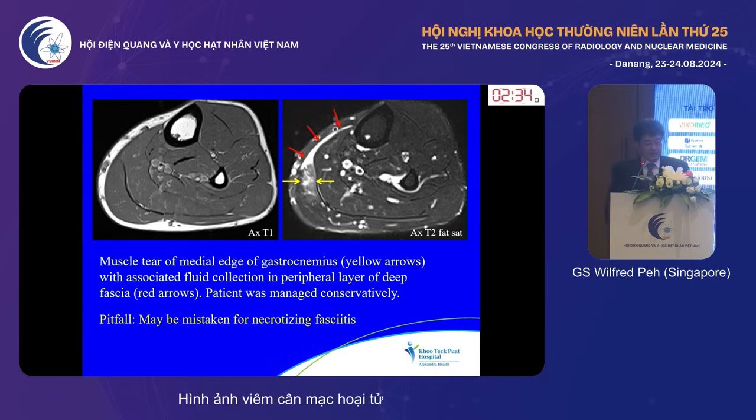Okay, this is a patient who, if you look at the right image, the T2 weighted image, looks like there's a linear, curvilinear collection of fluid. So this looks like necrotizing fasciitis, but this is a patient with injury, and the yellow arrow points to a tear in the gastrocnemius muscle, and that's just fluid tracking along the peripheral layer of the deep fascia from the area of tear. So it's just a muscle injury with fluid collection rather than necrotizing fasciitis.